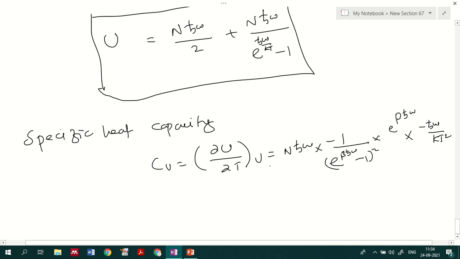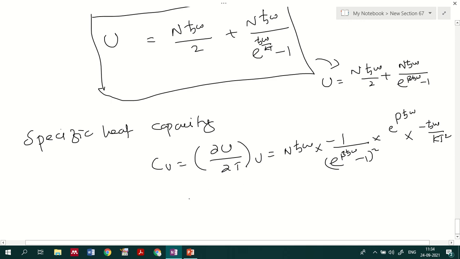So you have a representation corresponding to that, so we have to execute in that fashion in order to resolve this problem. Okay, so you can also represent it like this, that is U equal to N h cross omega by 2 plus N h cross omega by e raised to beta h cross omega minus 1, where 1 by kT is beta. Okay, so that's why we represented it in that fashion.